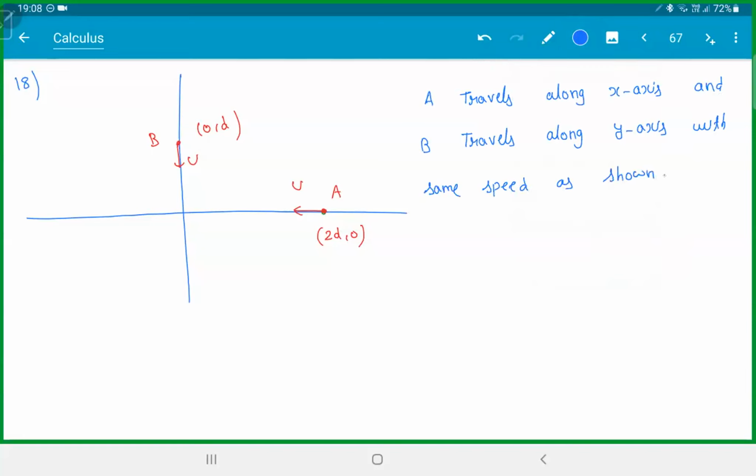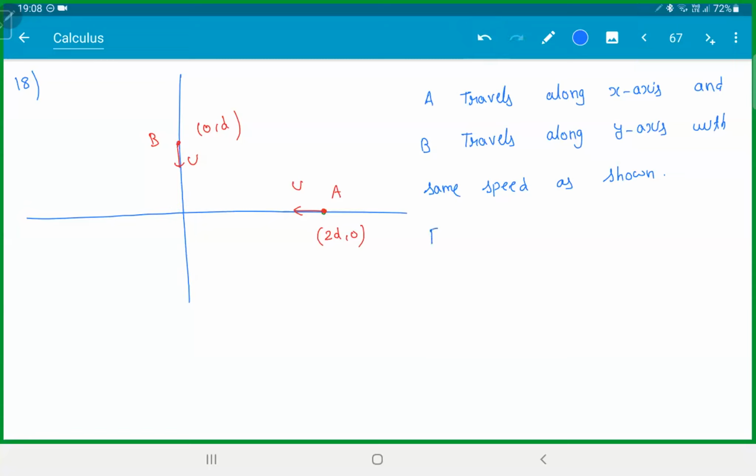Do you think they'll meet? Will A and B meet? No. Suppose if they want to meet, where can they meet? This is the only point where they can meet, right? But will they come there at the same time? No, sir. So when B comes here, A is only till here. When A comes here, B is already gone ahead, right? Hope everyone agrees, A and B will never meet.